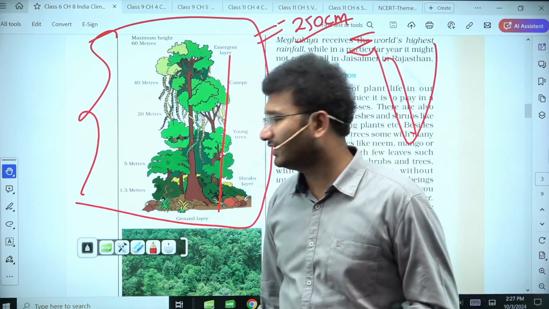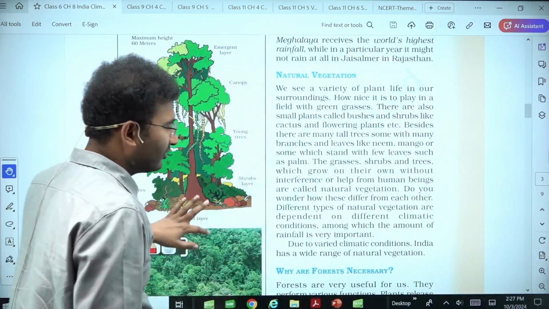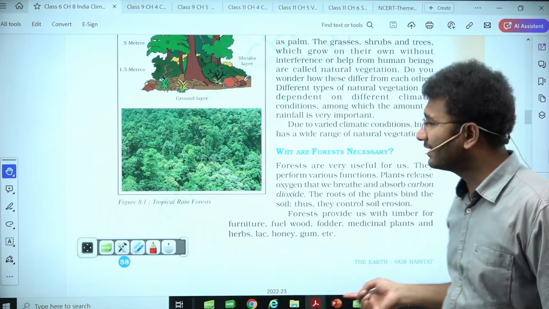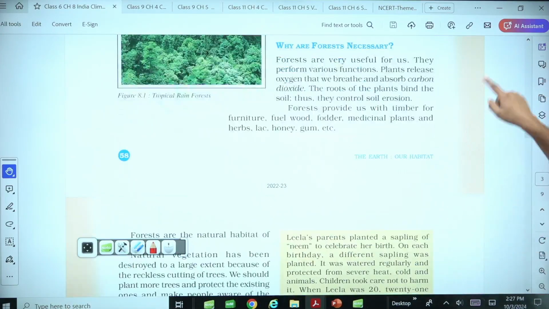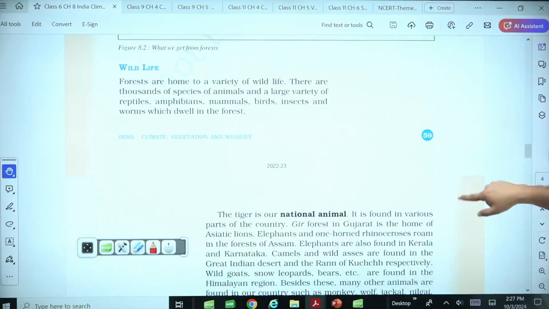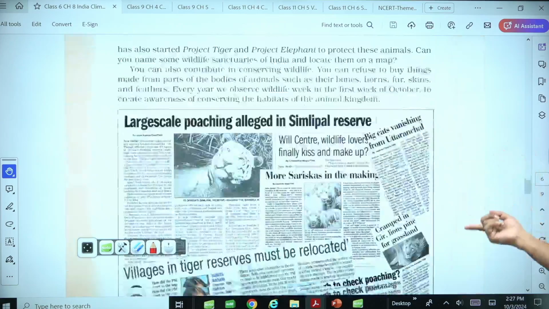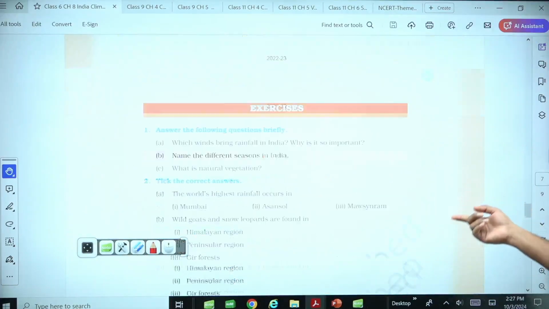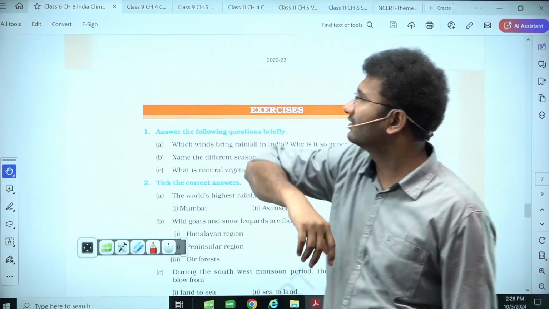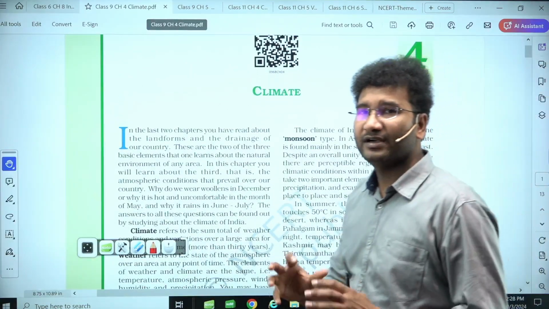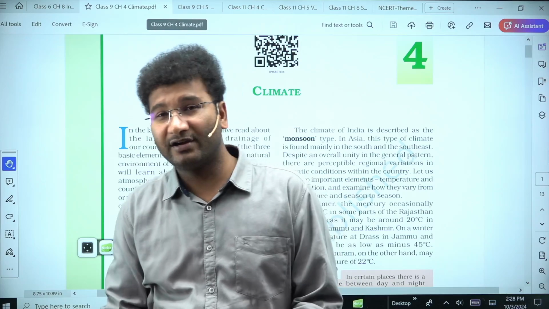But our priority is not just identifying the vegetation, but also knowing how this climate has formed. So for that, let's quickly look at what wildlife is present in these areas. India has major types of wildlife. Now this is the chapter. Come to your class 9. In this class 9, the same things are repeated, but here climate is a little more elaborated.